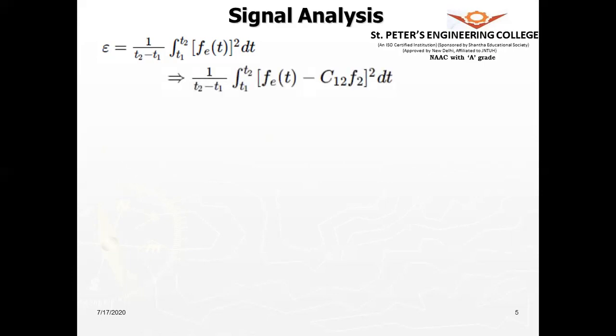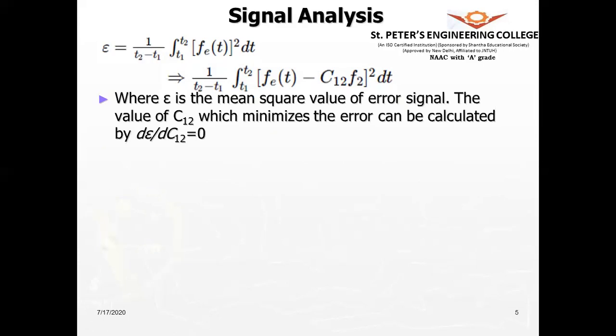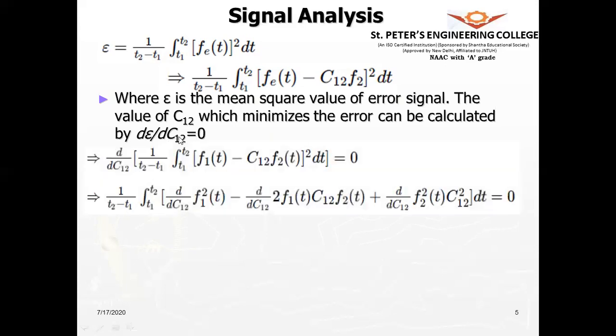So since fe of t is equal to f1 of t minus c12 f2 of t, dt, we can compute the mean square error of the signal. And this value of c12 can be computed, for which the mean square error will be minimized. So that can be computed by differentiating epsilon with respect to c12 and equating it to 0.